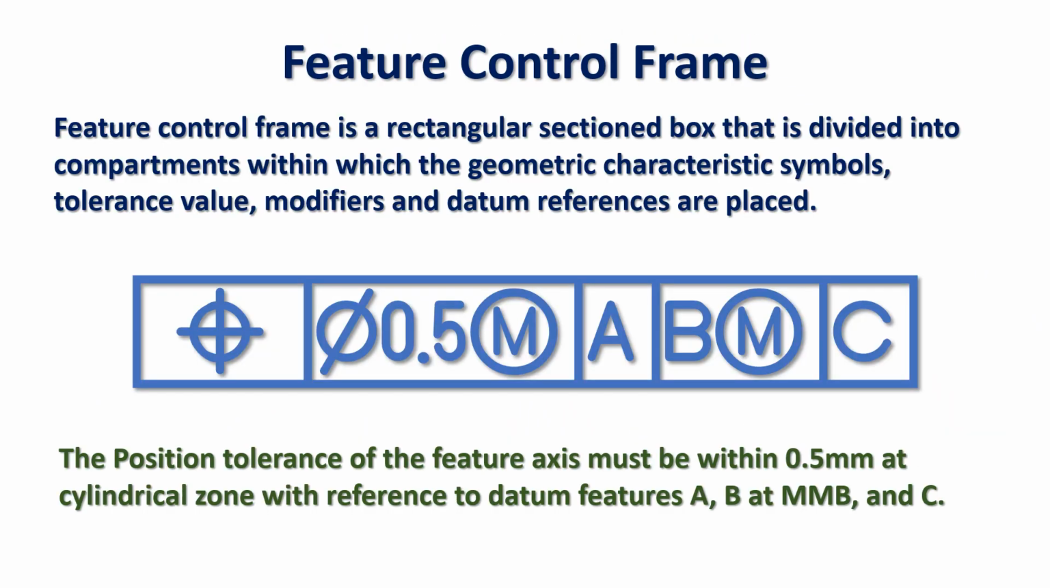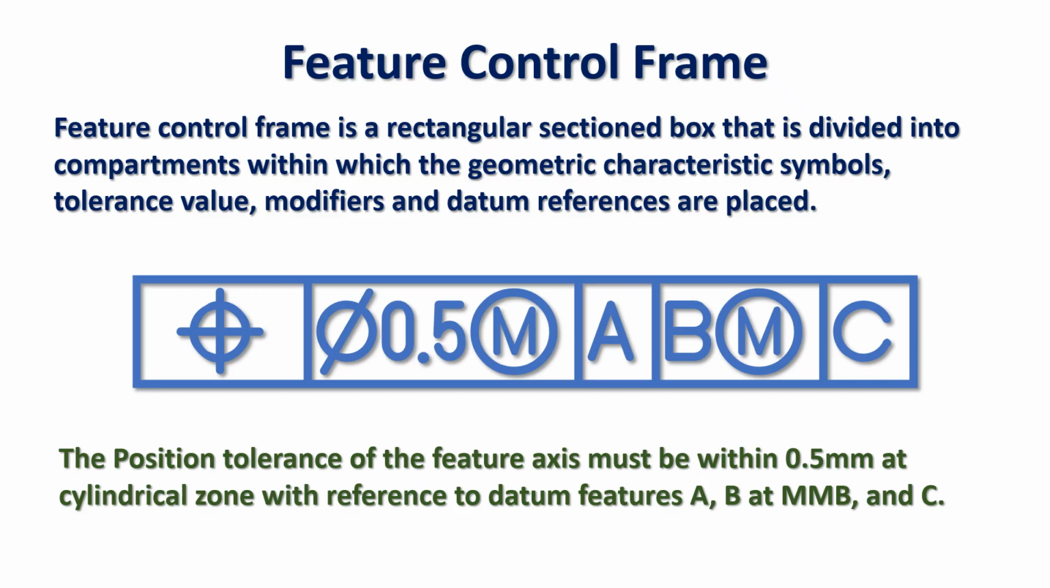Let's understand the real definition of feature control frame. A feature control frame is a rectangular box that is divided into compartments within which geometric characteristic symbols, this is the position symbol, and tolerance value 0.5 with cylindrical tolerance zone, modifiers MMC, LMC, and datum references are placed. Datum references A, B, C.